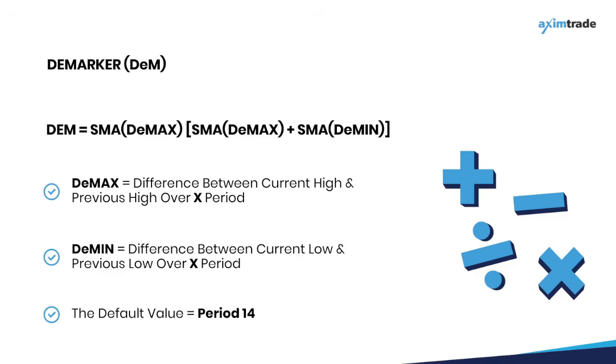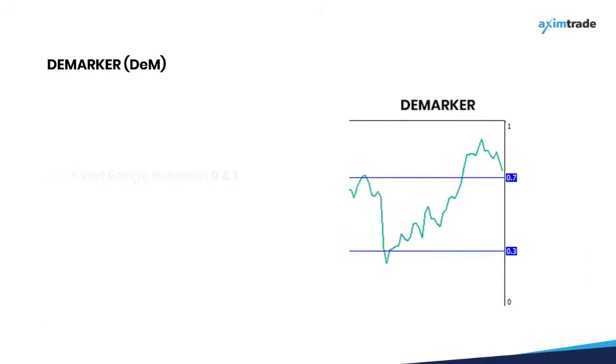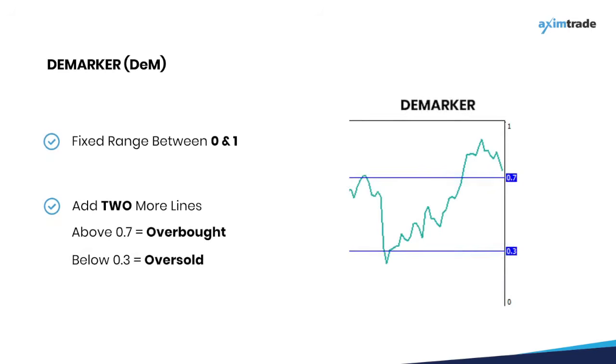Now let's look at the features of this indicator and how to interpret it. This indicator has a fixed range between 0 and 1, and the DeMarker line cannot exceed the 1 level and cannot fall below the 0 level. Traders usually add 2 more levels to indicate when the market reaches the overbought and oversold level. The extra 2 levels can be customized according to traders' preferences, but in general, above the 0.7 level will be overbought and below the 0.3 level will be oversold.